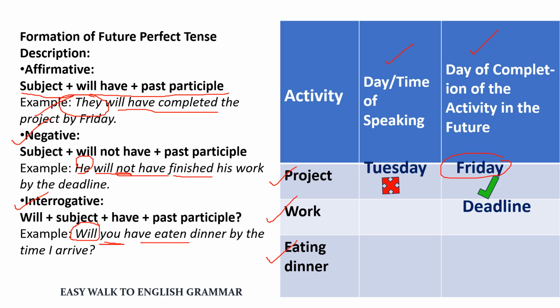In the case of the second action, completion of his work, at the time of speaking, the action is not completed. The specific future time is the deadline given here. As it is a negative sentence, it says that the action will not be completed by the deadline. We can sense a degree of certainty even in the negative form here also.